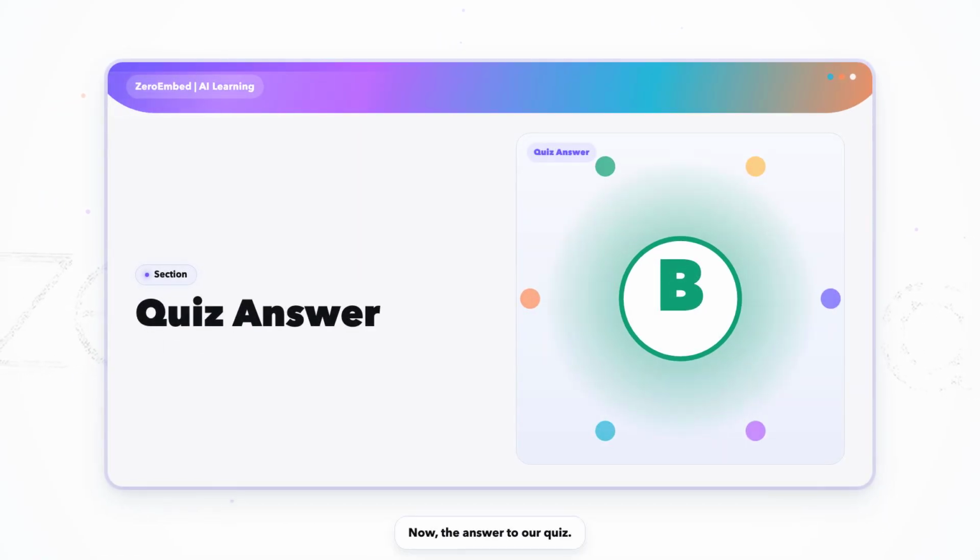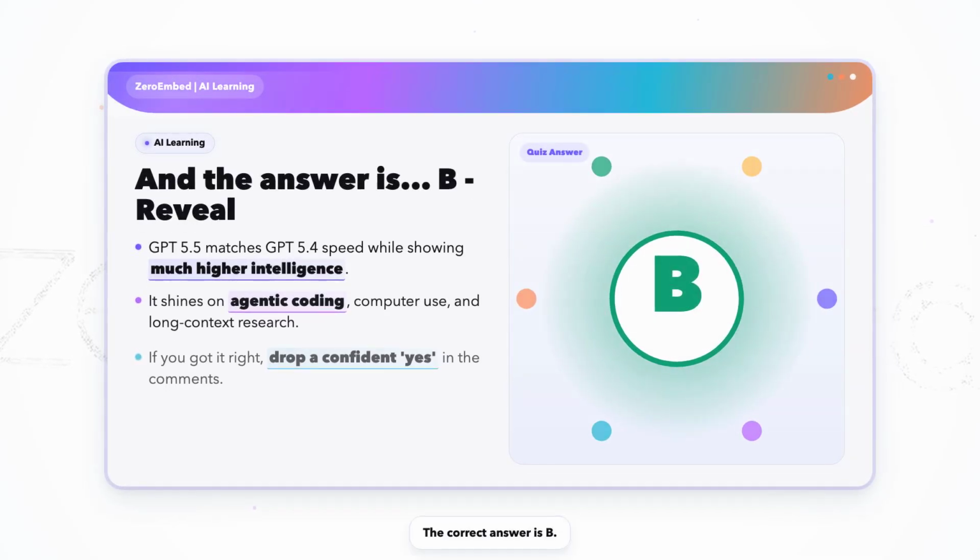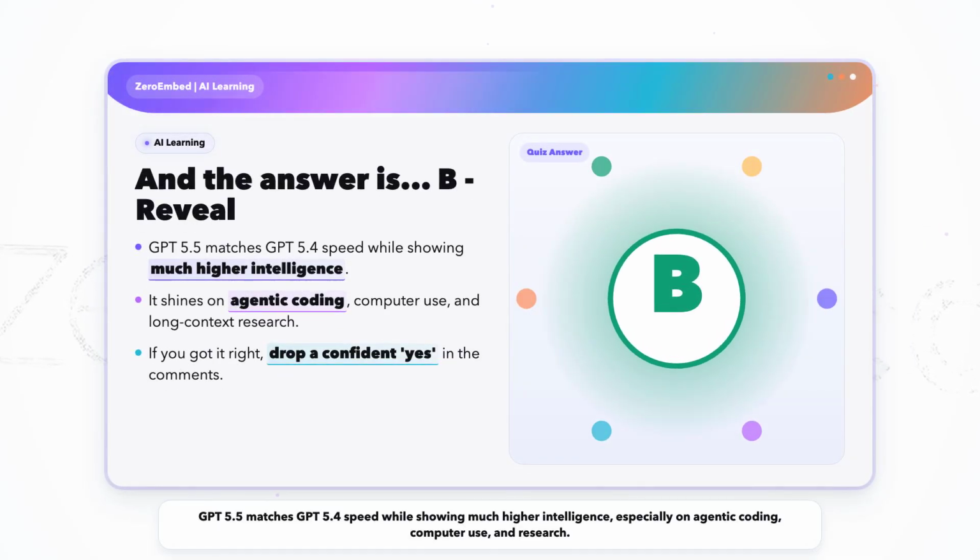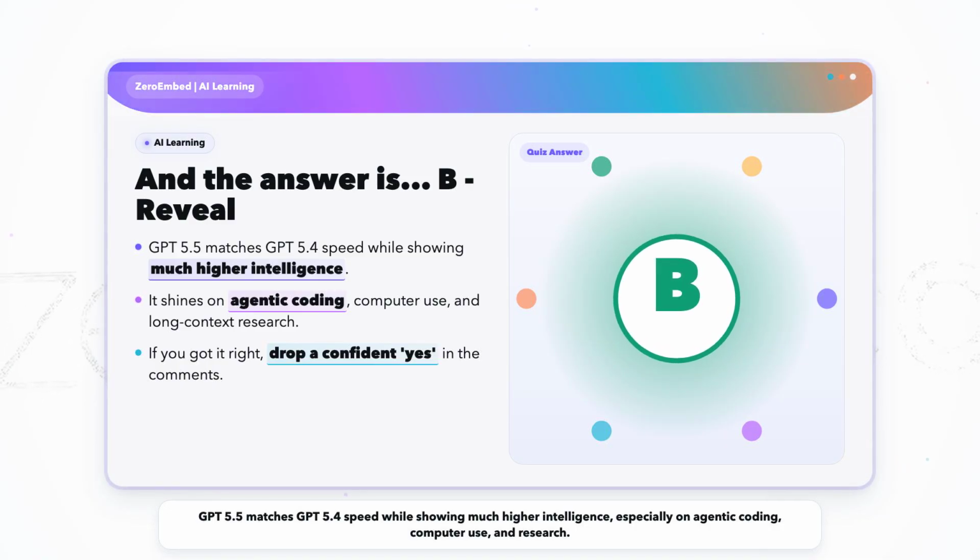Now, the answer to our quiz. The correct answer is B. GPT 5.5 matches GPT 5.4 speed while showing much higher intelligence, especially on agentic coding, computer use, and research.